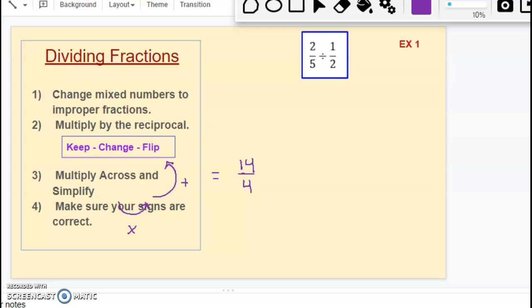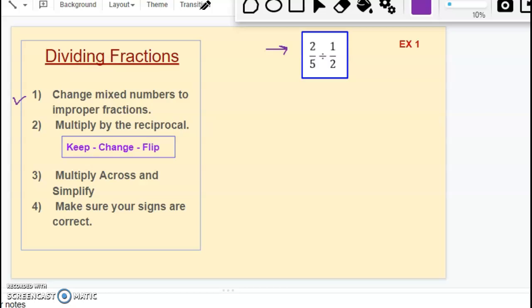Okay, in our first example, actually, first of all, let me show you the steps. When you divide fractions, and I know you did this in 5th and 6th grade, but to remind you: step 1, just as we just spoke about, if we have mixed numbers, we need to change them to improper fractions. When we look at this example here, we don't have any mixed numbers, so we can skip that step.